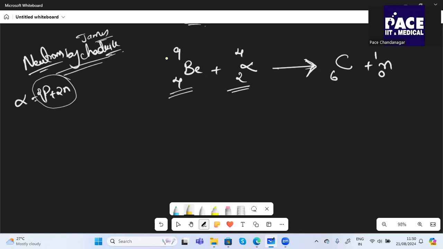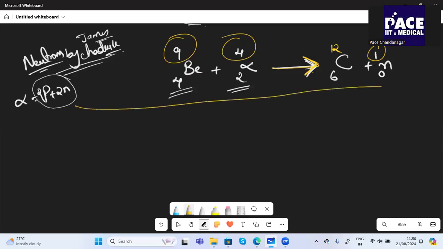As you can see, the left side mass should be equal to the right side mass. Left side mass is 9 plus 4, 13. So on the right side, we already have 1 neutron, so this has to be 12. Isn't it? 12 plus 1 is 13 on the right side. Left side, 9 plus 4 is 13. That is how you would write your equation there, right?